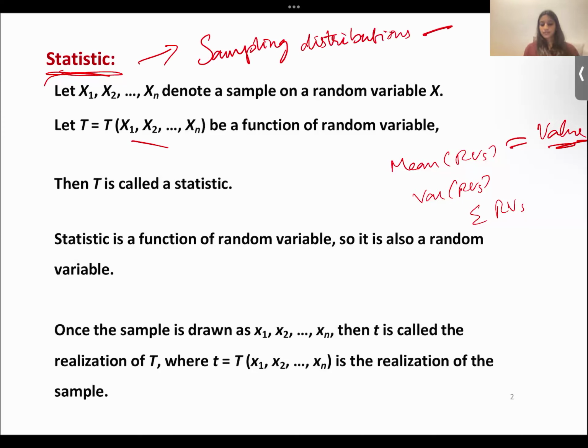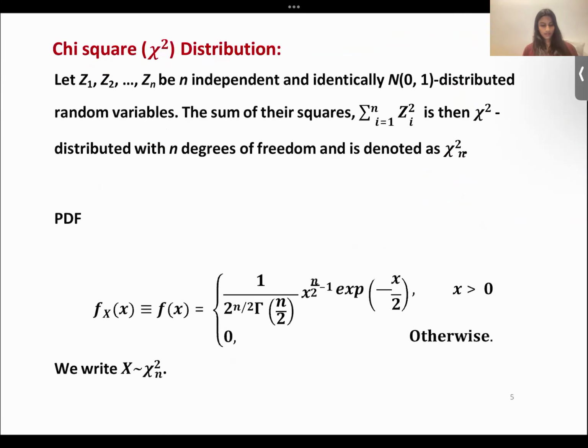And these sampling distributions could be the chi-square distribution, the T distribution, or the F distribution. There could be many other distributions as well, but here we are mainly focusing on these three because you'd normally see a lot of these in statistics. So the first thing is the chi-square distribution.